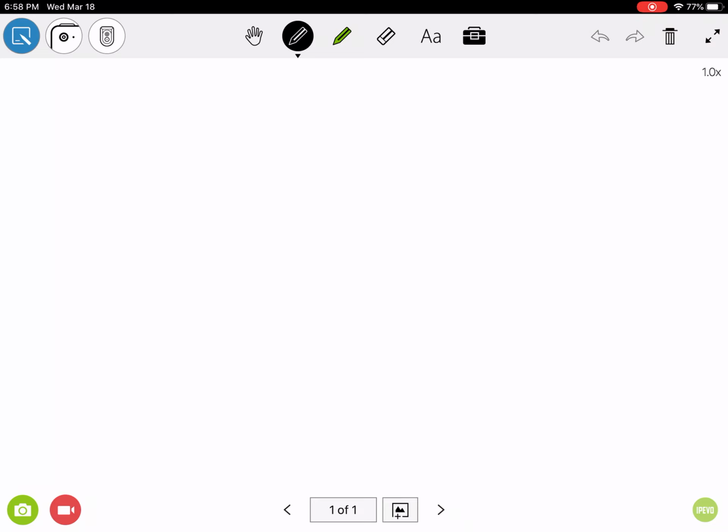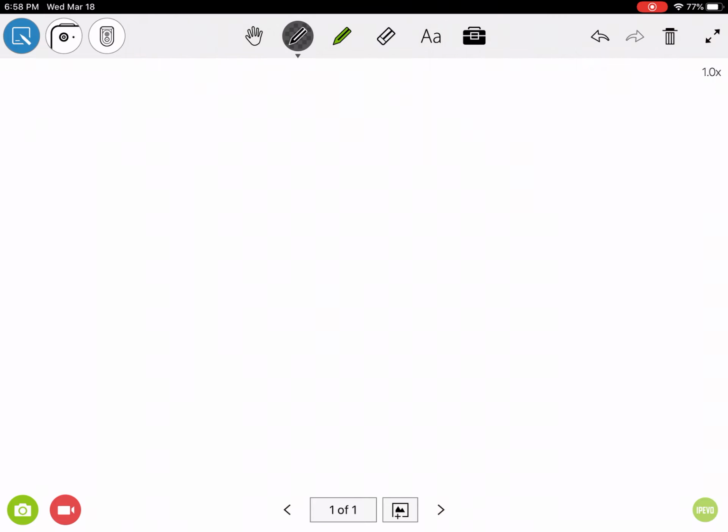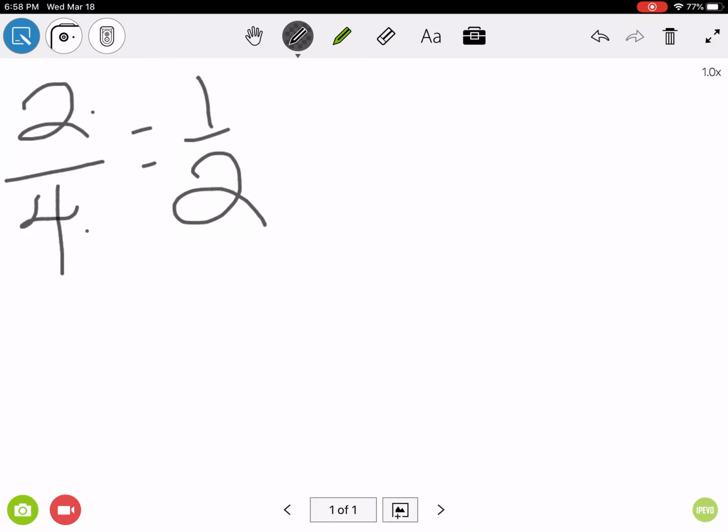All right, so it's 2/4. So they said write it in simplest form. Let me erase this. All right, 2/4, right? So they want it in simplest form. Now this one's a little bit easy because you know that 2 is half of 4. So it's going to be 1/2, right?